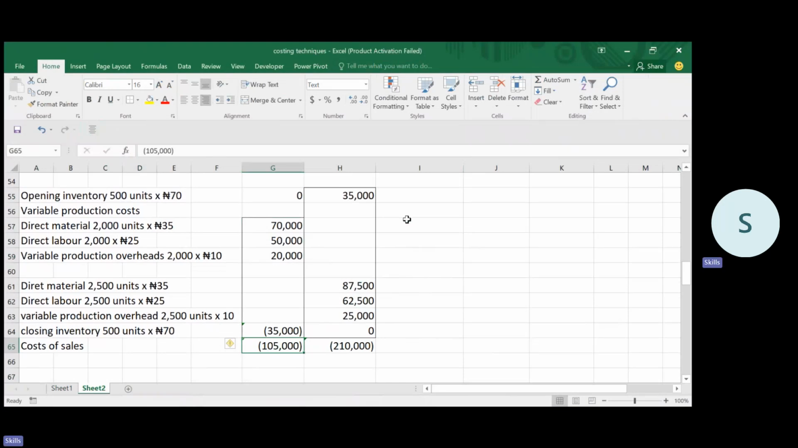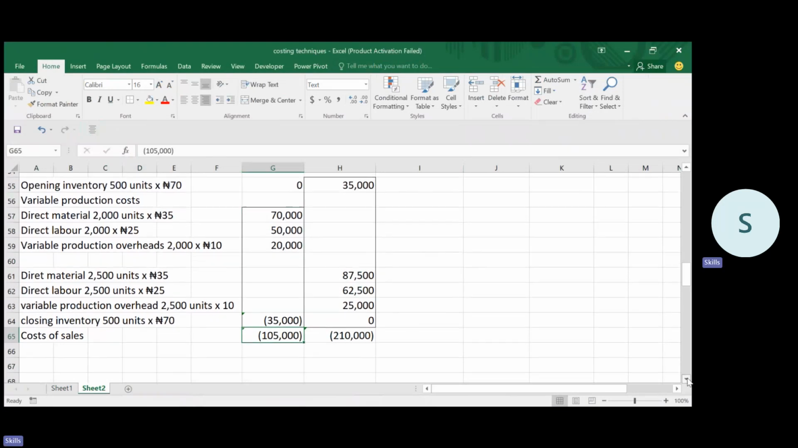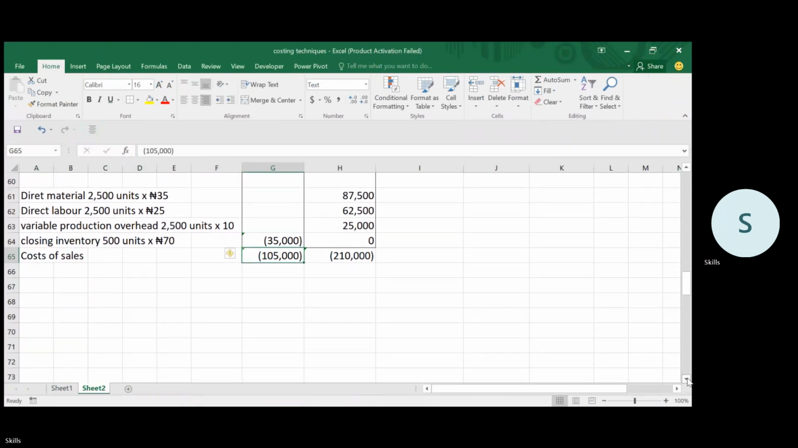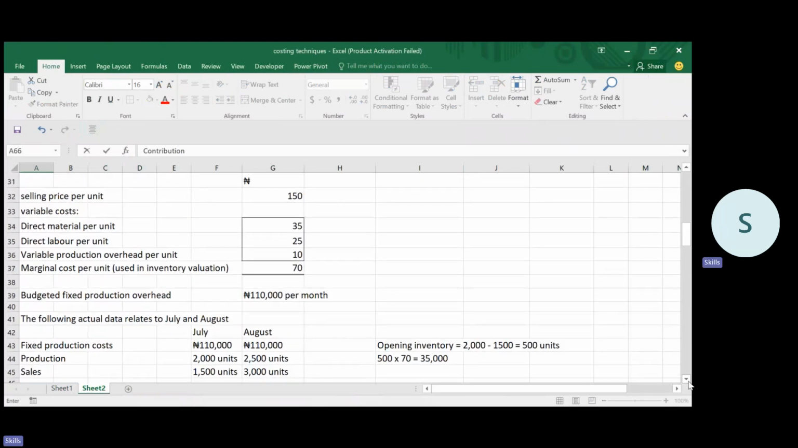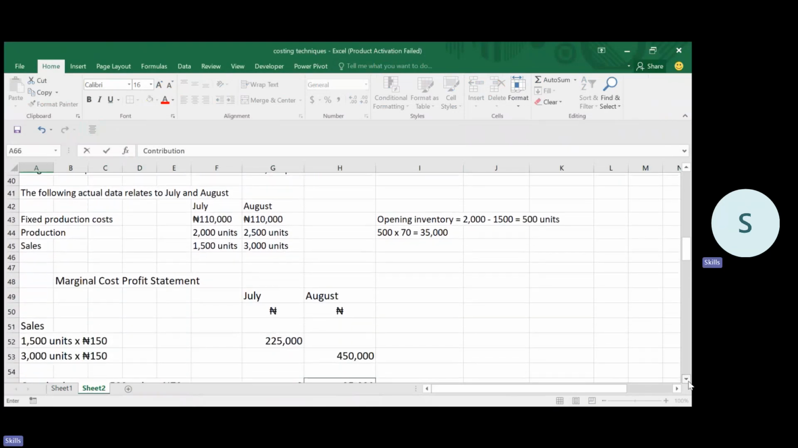So now to determine the profit from this, we determine our contribution. The contribution will be our total sales minus total cost of sales.